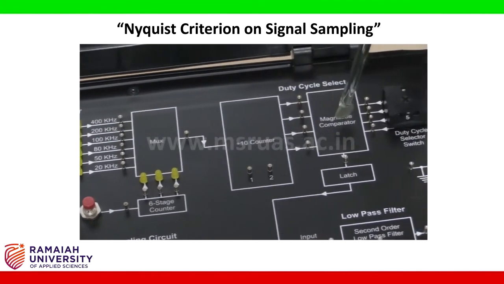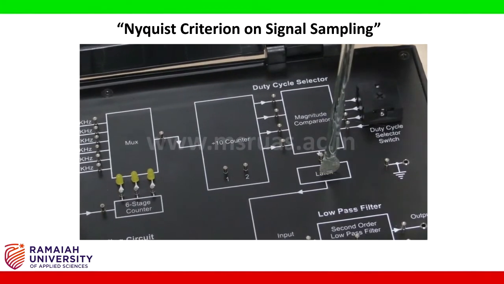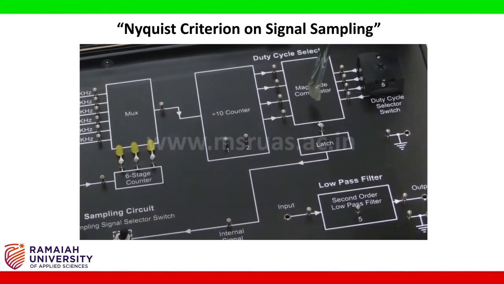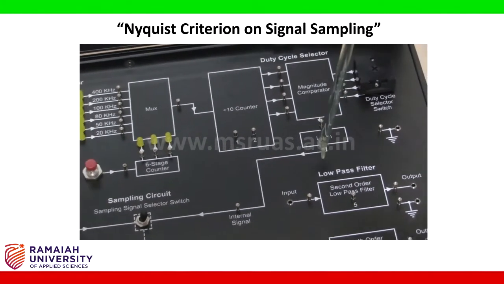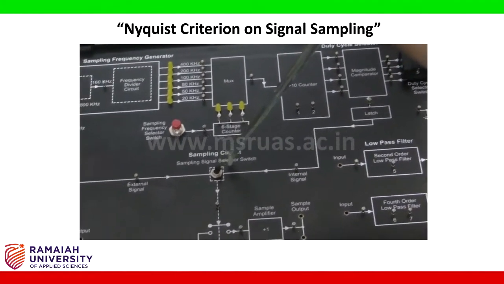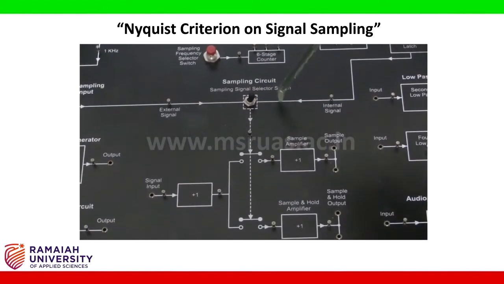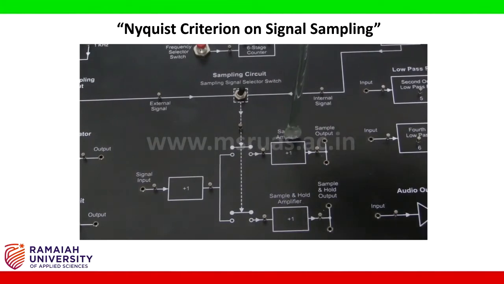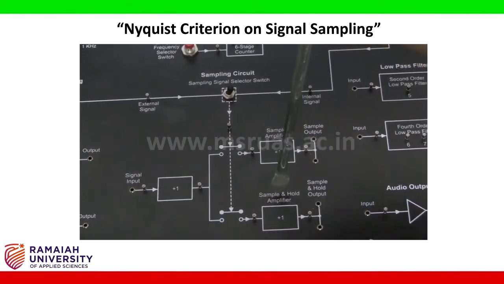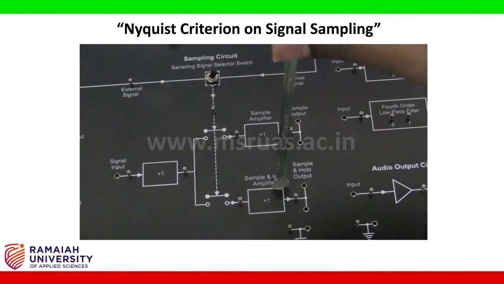Then, using the magnitude comparator and the latch, we are going to convert an analog sine wave into a series of pulses. Those pulses are used for the sampling circuit. There are two ways of sampling: one is the sampling amplifier, the other one is the sample and hold amplifier.